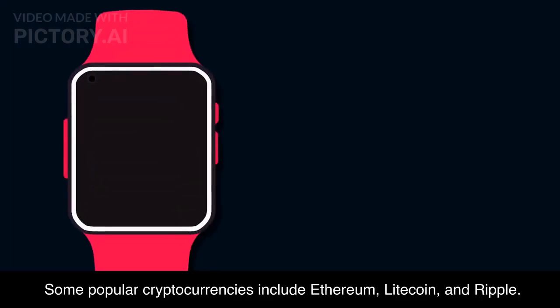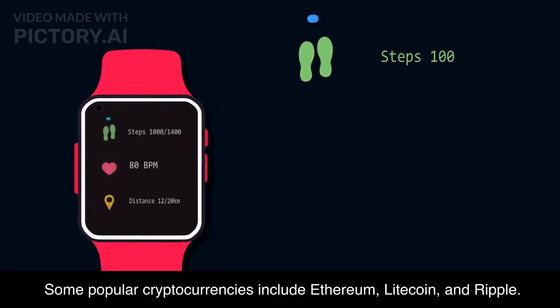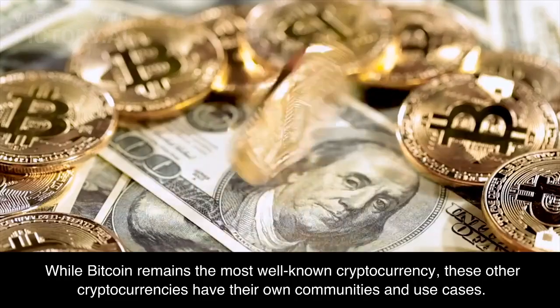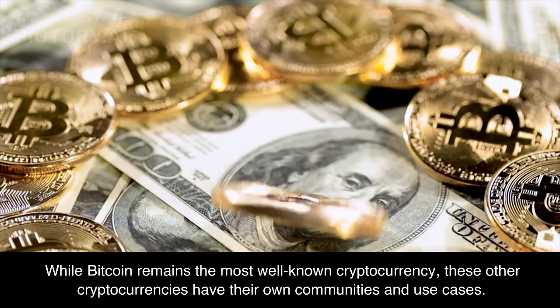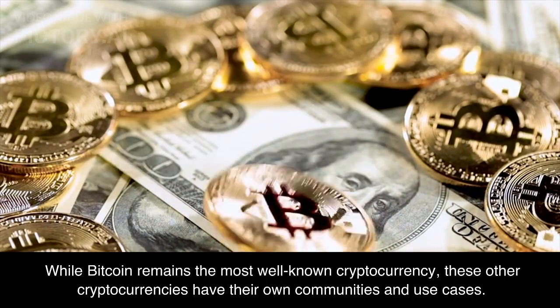In addition to Bitcoin, there are many other cryptocurrencies available, each with their own unique features and benefits. Some popular cryptocurrencies include Ethereum, Litecoin, and Ripple. While Bitcoin remains the most well-known cryptocurrency, these other cryptocurrencies have their own communities and use cases.